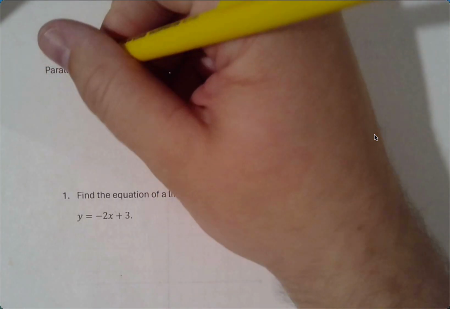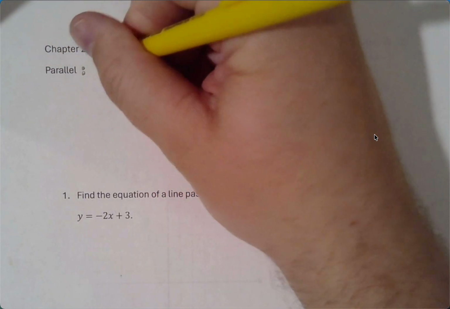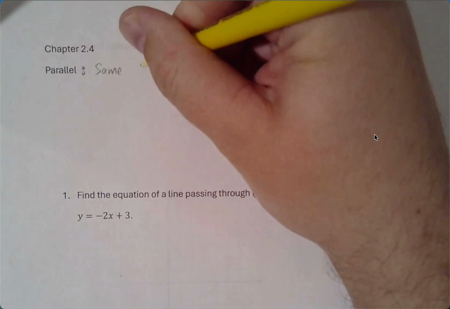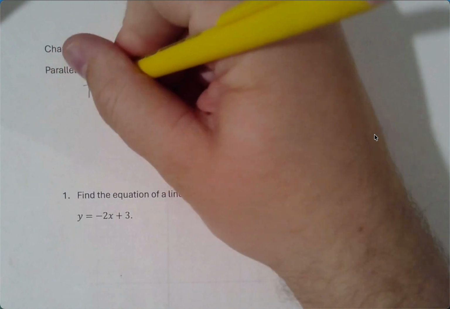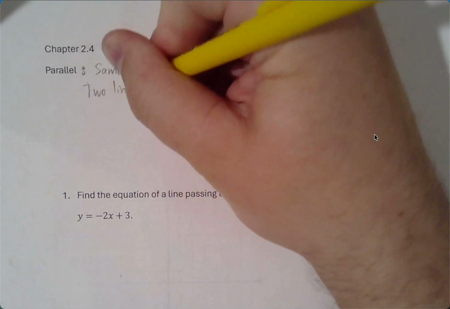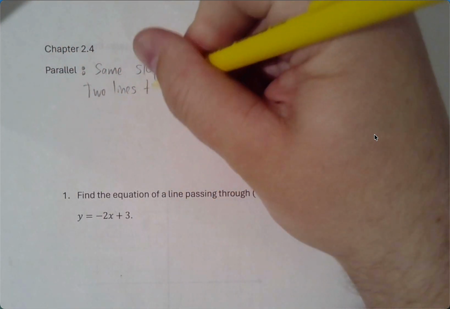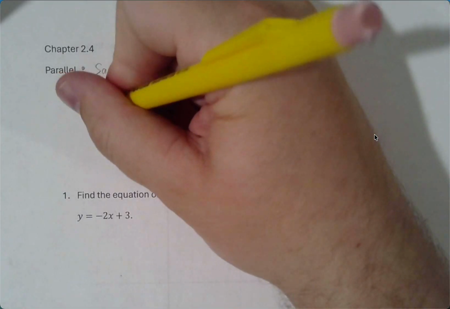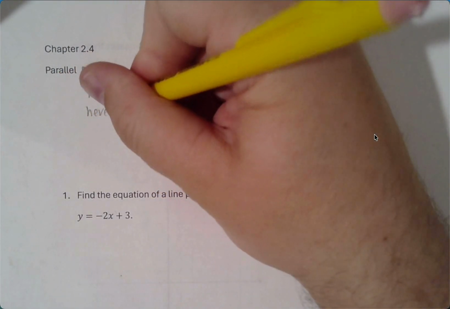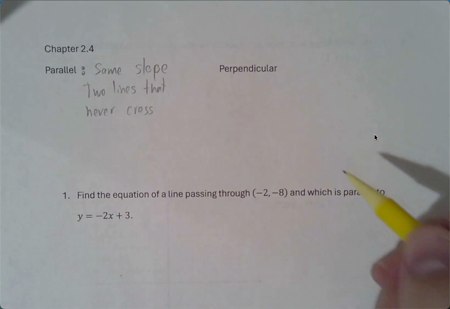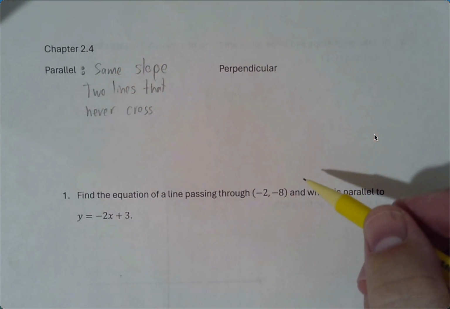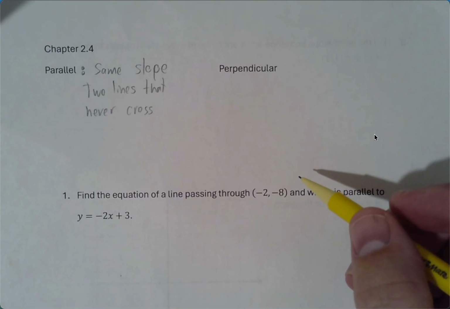Now, parallel means same slope, or it also means that two lines never cross. But if you think about it, and I actually kind of spoiled it, that's why the lines never cross, because they have the same slope.